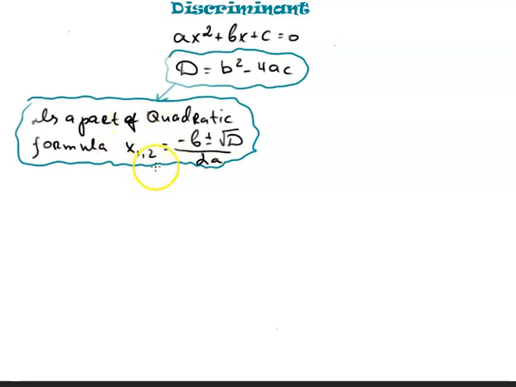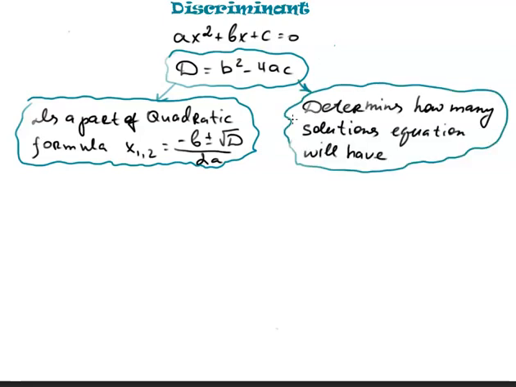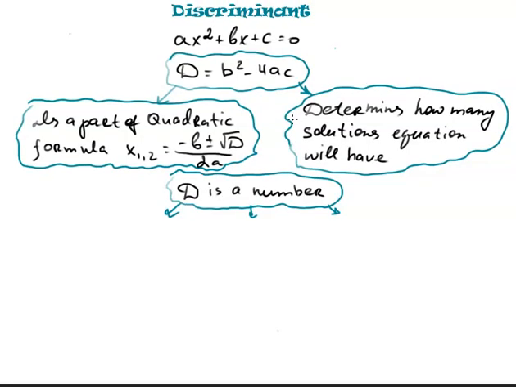The quadratic formula is negative b plus or minus the square root of the discriminant, divided by 2a, and the discriminant itself is b squared minus 4ac. It also determines how many solutions the equation will have. Since the discriminant is a number, it will have three possible outcomes: it will be either positive, greater than 0, or equal to 0, or negative.